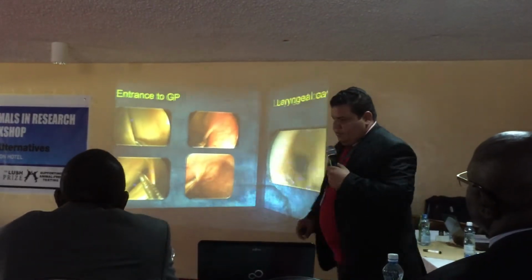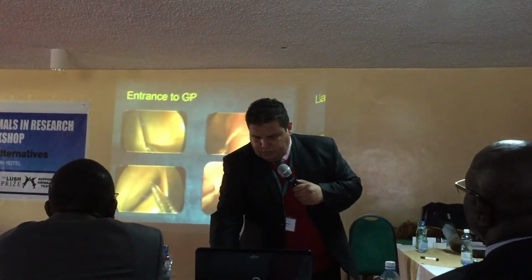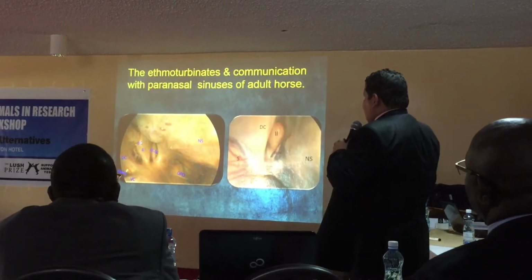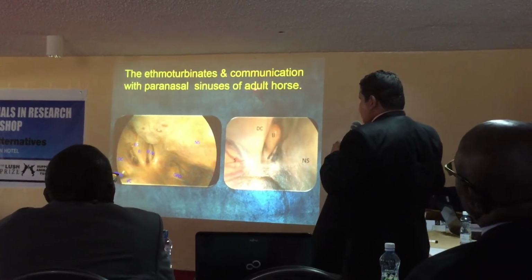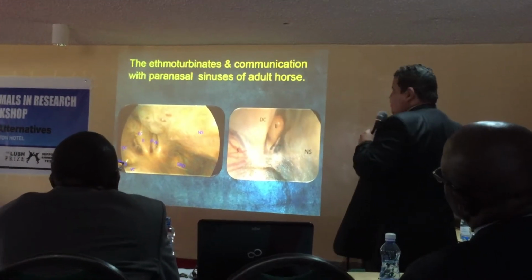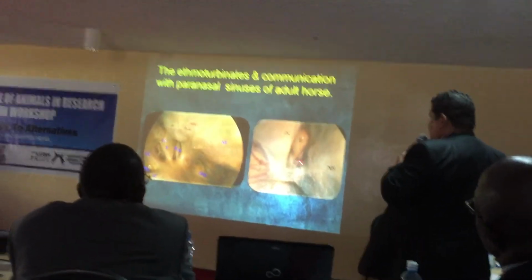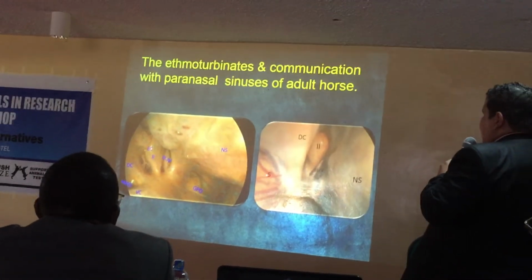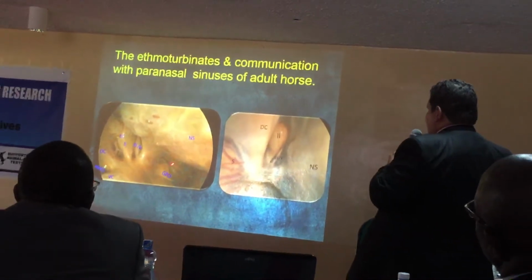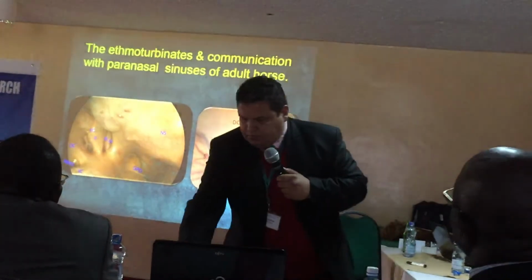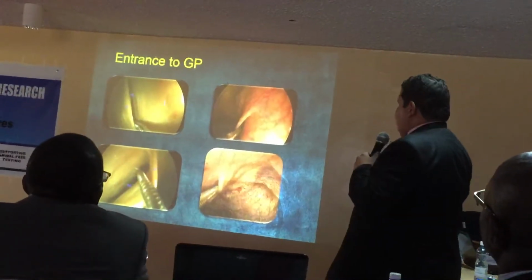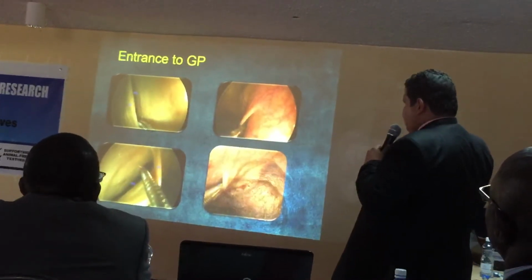And the difference between this specimen: the ethmoid turbinate communicating with the paranasal sinuses in an adult horse. This is a live animal: ethmoid turbinates number 2, 3, 4, nasal septum, dorsal conchae, nasomaxillary ostia. This is the live animal, this is the specimen. There is no difference. And the entrance of the guttural pouch: this is a specimen, and this is a live animal.